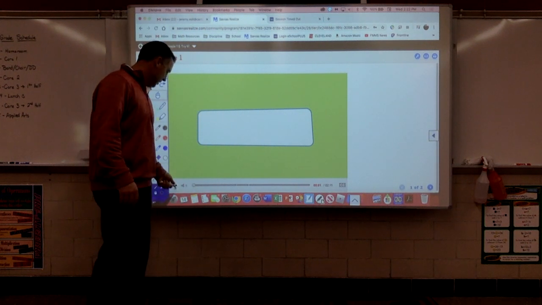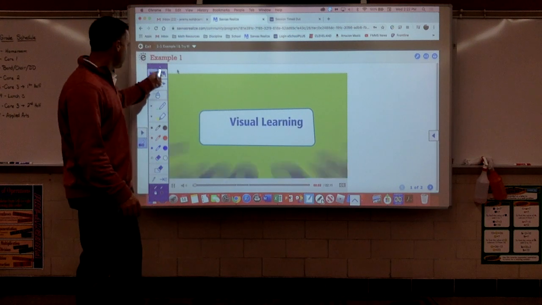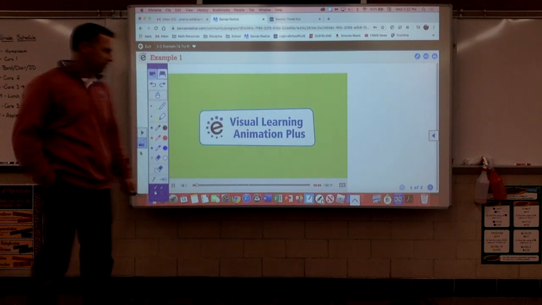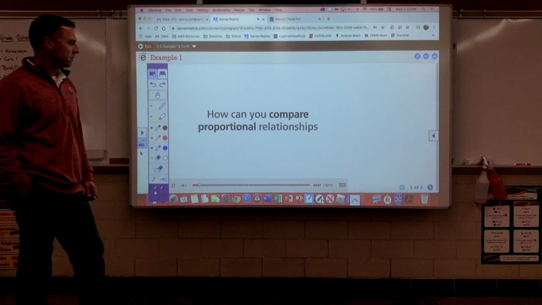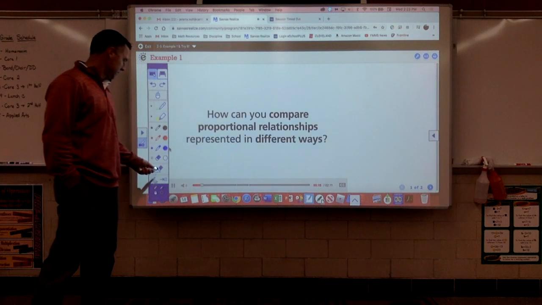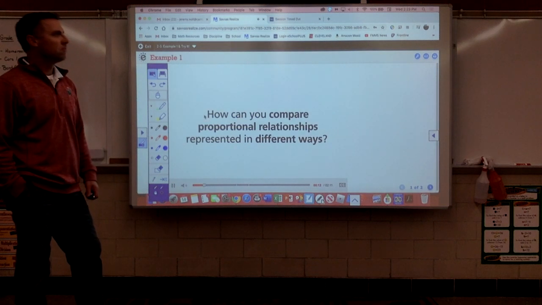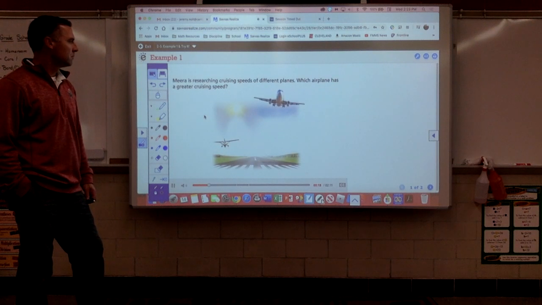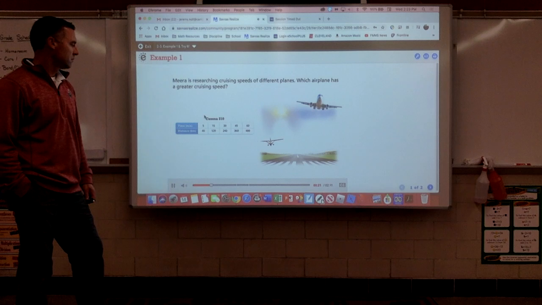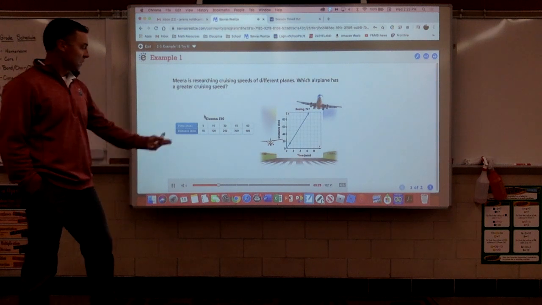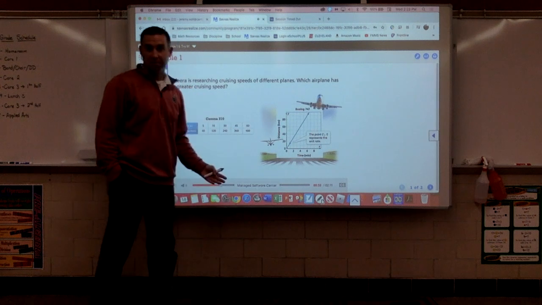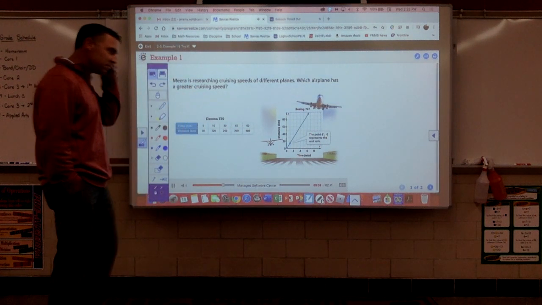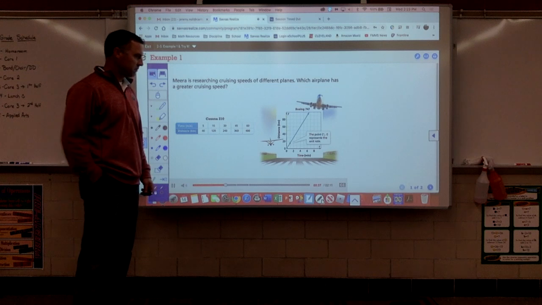So, page 118, if you take a look, here's example number 1. How can you compare proportional relationships represented in different ways? Think about this question during the lesson. Mira is researching cruising speeds of different planes. She has a table of data on the Cessna 310, time in minutes, and distance in kilometers. Mira also has a graph for the Boeing 747. The point on the graph, 1, r, represents the unit rate. Which airplane has a greater cruising speed?